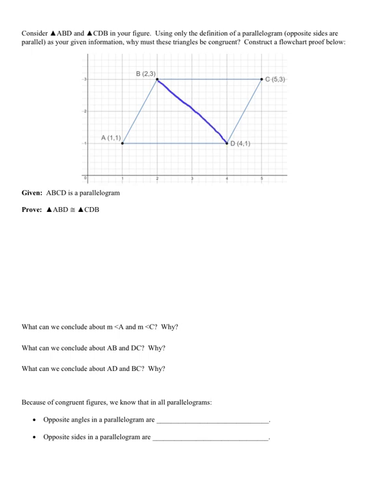Take a look at the two triangles, triangle ABD and triangle CBD, that are formed in this figure. Using only the definition of a parallelogram, meaning that opposite sides are parallel as you're given information, why must these triangles be congruent? We're going to construct a flowchart proof to prove that the triangles are congruent to each other.